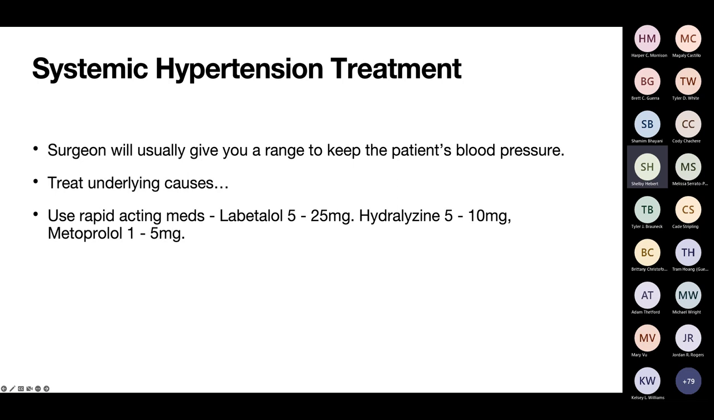Labetalol is the most common we use because it has a quick onset and it goes away pretty quickly. Especially if you have somebody with an elevated heart rate and elevated blood pressure, I would consider labetalol. If you have somebody who is hypertensive but bradycardic or borderline bradycardic, I would consider hydralazine because it doesn't affect your heart rate as much. With that being said, remember that hydralazine takes a while to work. So it's not going to be instant gratification. You're probably going to have to wait 15 or 20 minutes before you see the results you want.